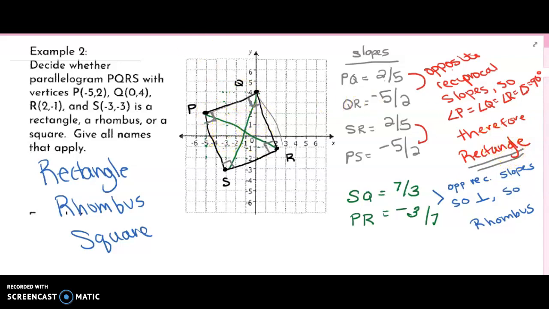Okay, then I went a step further. I drew in these diagonals, and then I counted boxes, and I found the slopes of them, and I found the slopes were 7/3 and negative 3/7. Once again, those are opposite reciprocals, so they are perpendicular, meaning that these all are right angles, okay? Which means that this is a rhombus. Okay, so it's a rectangle and a rhombus. And if it's a rectangle and a rhombus, it means it has 4 90-degree angles and 4 congruent sides, which by definition is also a square. So all 3 of these is true about this figure.